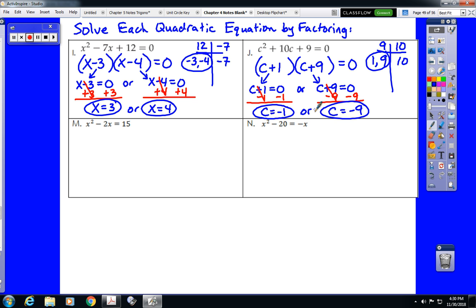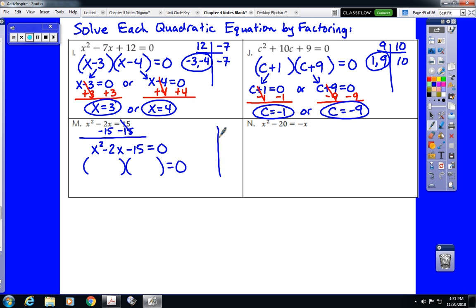Now we get to M and N. What's the problem? It's the same thing we discussed up above. These do not start off equaling 0. So your first step has to be to move that number to the left side so that you can write it as an expression equal to 0. Now keep in mind, it is possible that there could be like terms here to be combined, but there's not on either one of these examples. So then we're going to factor.